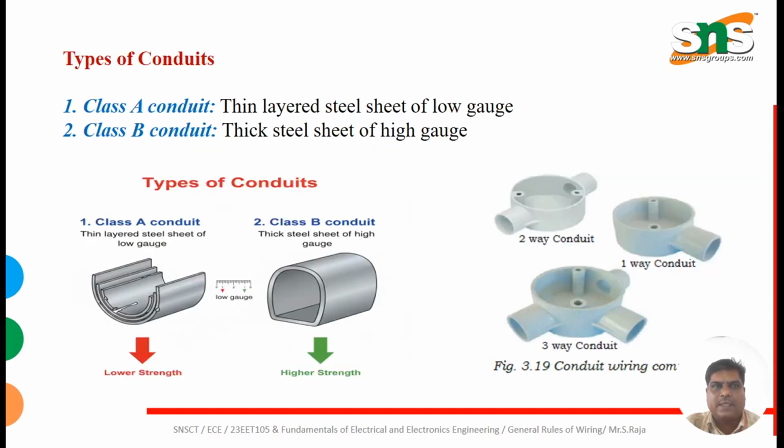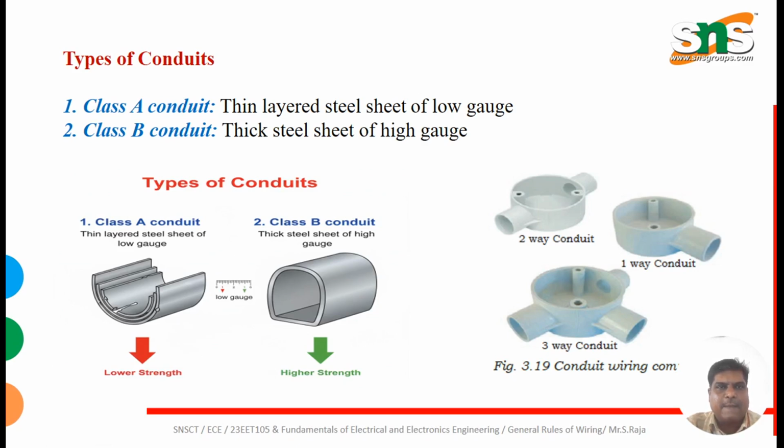There are two types of conduits available: the class A conduit and the class B conduit. In class A, a thin-layered steel sheet of low gauge is used, and for the class B conduit, a thick steel sheet of high gauge is used. The figures show how these thin sheets and thick sheets look. These can be seen anywhere in your laboratory and classroom.